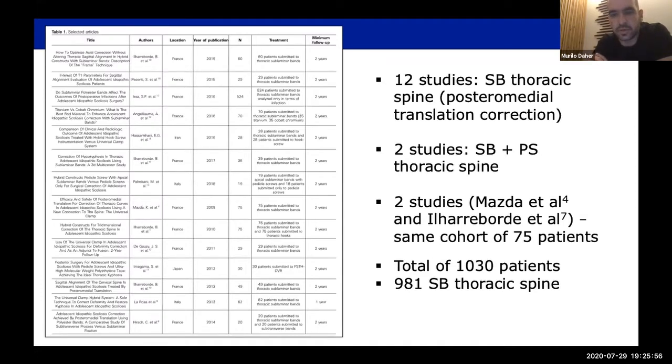Twelve articles were only using sublaminar bands in the thoracic spine, and 2 articles were using sublaminar bands with pedicular screws in the thoracic spine, so doing a kind of different correction than the posterior medial translation that Dr. Sebastien commented on in his presentation. Two studies used the same population, so we considered them the same cohort of patients. We had a total of 1,030 patients, with 981 with only sublaminar bands in the thoracic spine with this posterior medial translation.